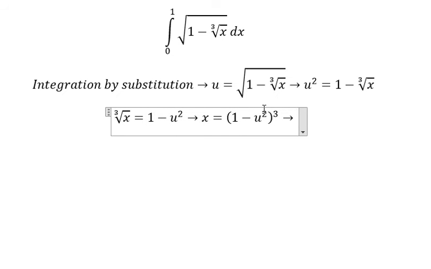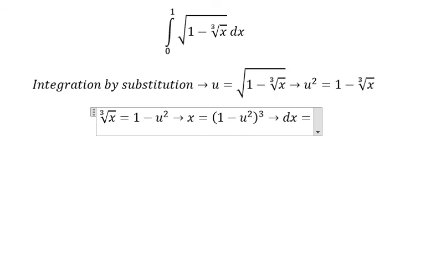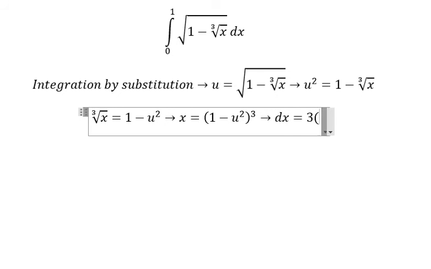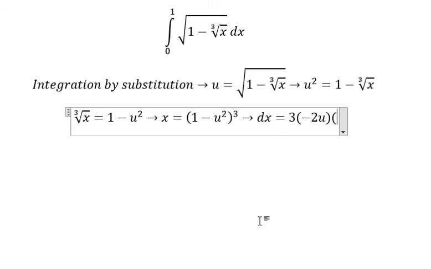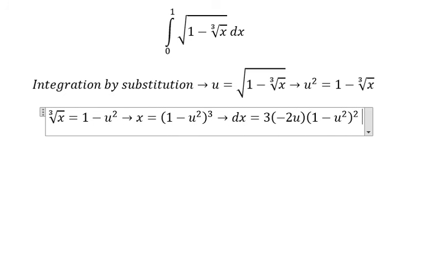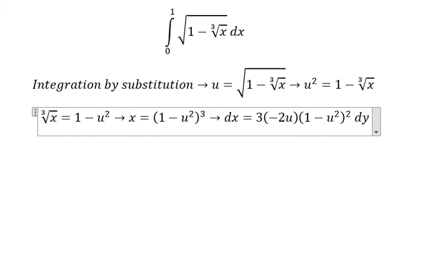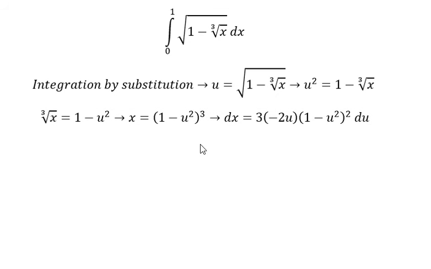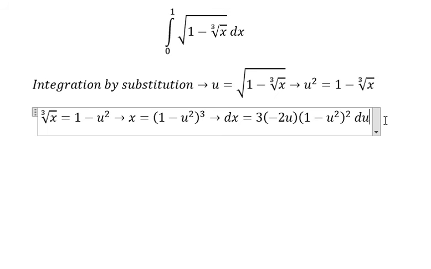Next, we do first the derivative of this one. Next, we need to change the boundary.